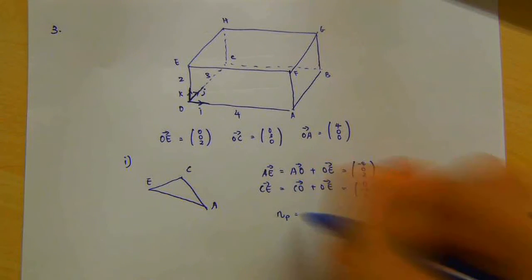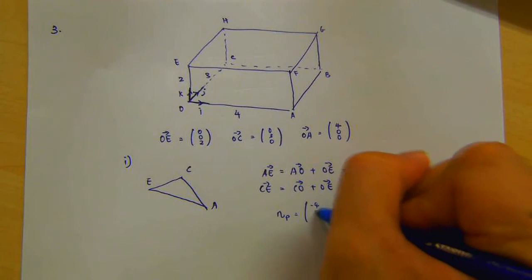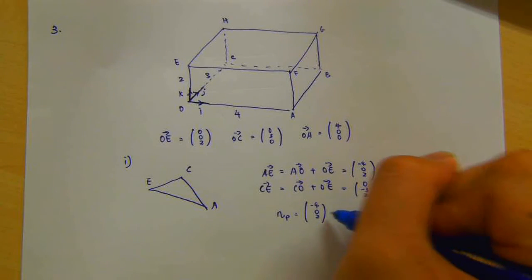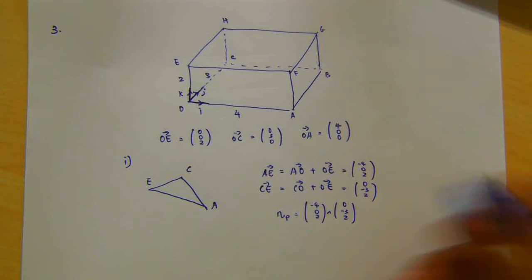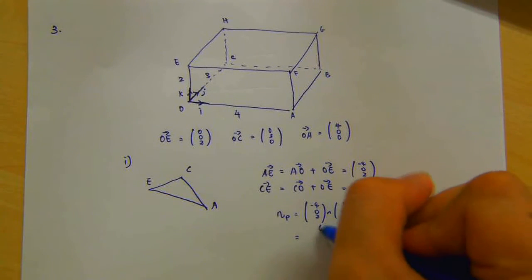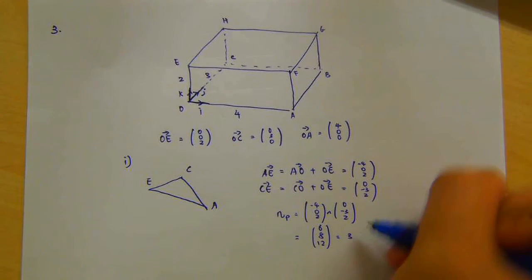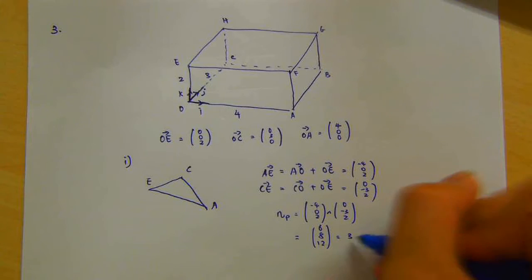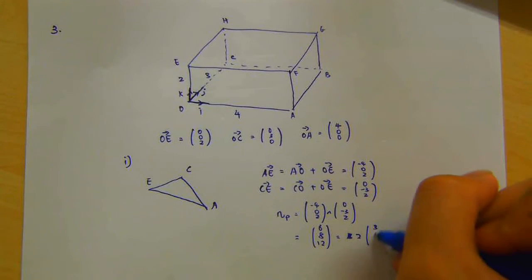Then we can compute the normal to the plane. So the normal to this plane can be computed by cross product. So we're going to cross AE with CE. This will give us 6, 8, 12. And since we only need the direction, we can factorize out the common factor. And this will leave us with 3, 4, 6.